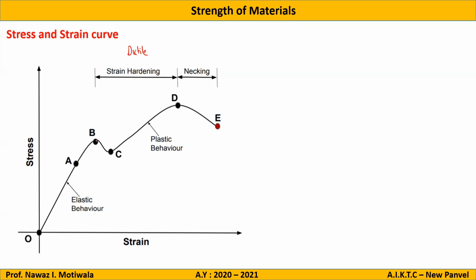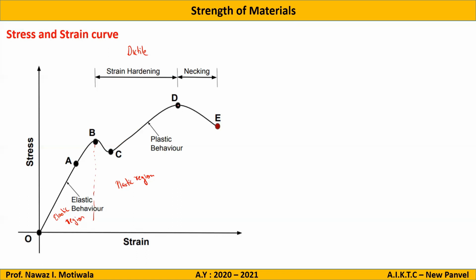At point B, the phase changes from elastic to plastic region. Or I can say it is a transition from elastic to plastic. So the region below B is known as the elastic region, and the region after B will be known as the plastic region. Now, because of the strain hardening, the specimen again goes on taking the load, and it will reach up to the maximum point.